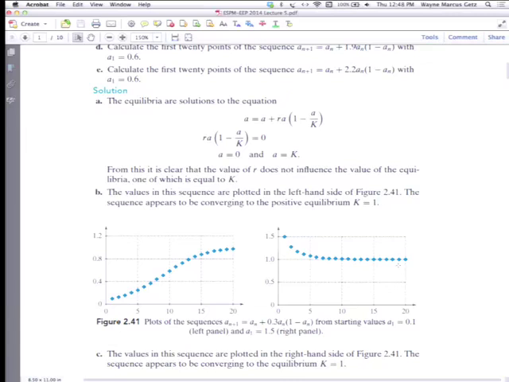The equilibrium for the other case, for 2, we would solve the equilibrium equation x equals rx minus rx squared. If we take rx to this side, it's going to be x into 1 minus r minus rx squared is equal to 0. And then you can solve that for x and r. One solution is x equals 0, and the other solution is rx equals 1 minus r, so that x equals 1 minus r upon r. Okay? Does everybody follow that? Yeah.